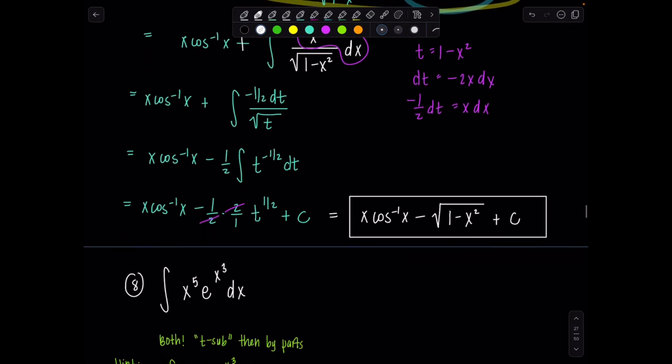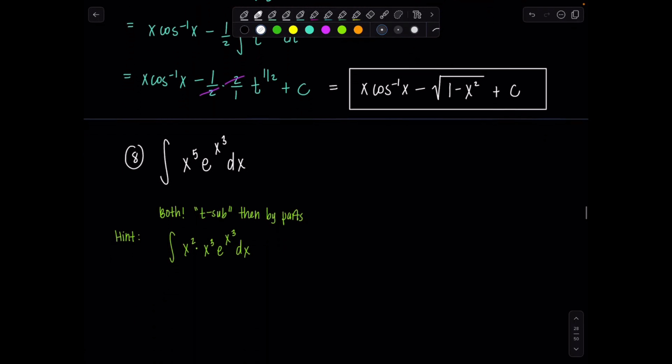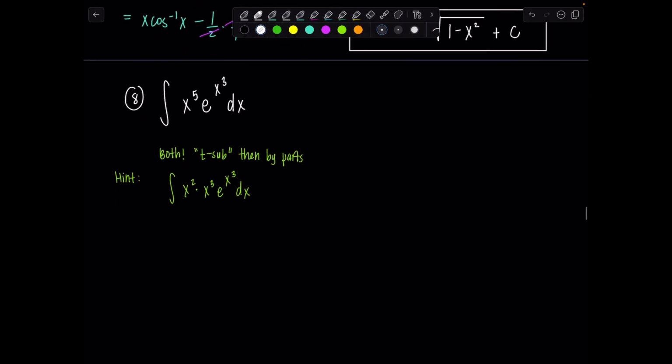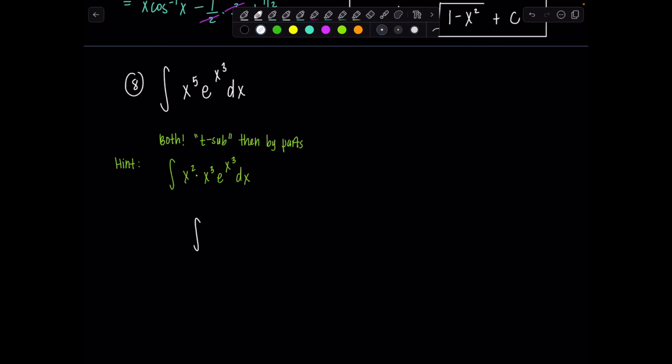All right, last one. I told you needed to do both techniques again, but this time in a different order. So this time you're going to do the u sub first, or I'm telling you do a t sub, and then by parts. So you have the integral of x to the 5th e to the x cubed, and in my hint I said break up x to the 5th so that it's x squared times x cubed, e to the x cubed dx. So we're going to start off, let t be the exponent, x cubed. Then dt is 3x squared dx, which I kind of have, right?